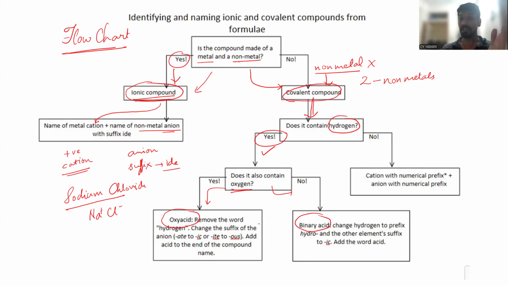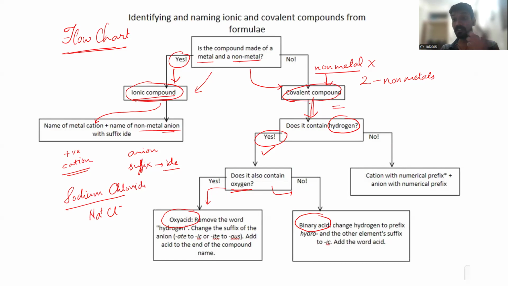Let me revise it again for you. If a formula is given to you to identify whether it's an ionic compound or a covalent compound, and it contains both elements as non-metals, then it's a covalent compound.